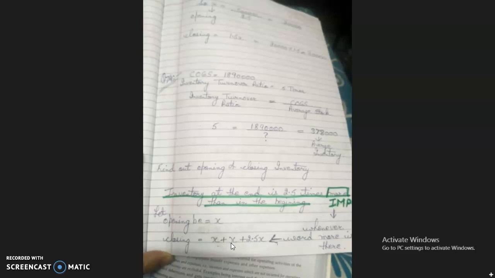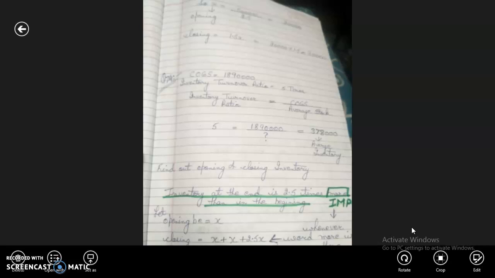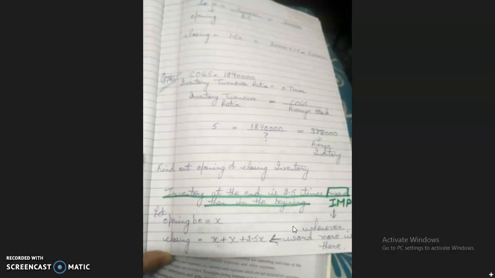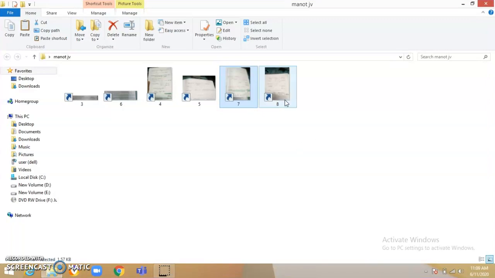X plus 2.5X. Whenever the figure more is given, we always assume that it is more than the entry in the beginning, and more means that you have to assume the same figure of the opening inventory, same figure again. So X, 1X of the opening inventory, another X for more, plus 2.5X, that is the closing inventory.